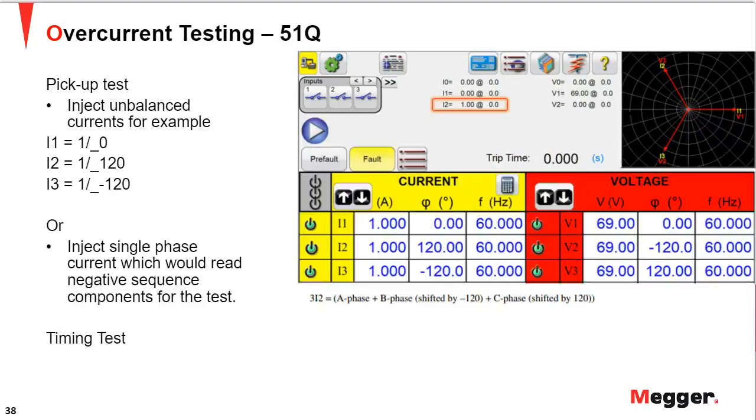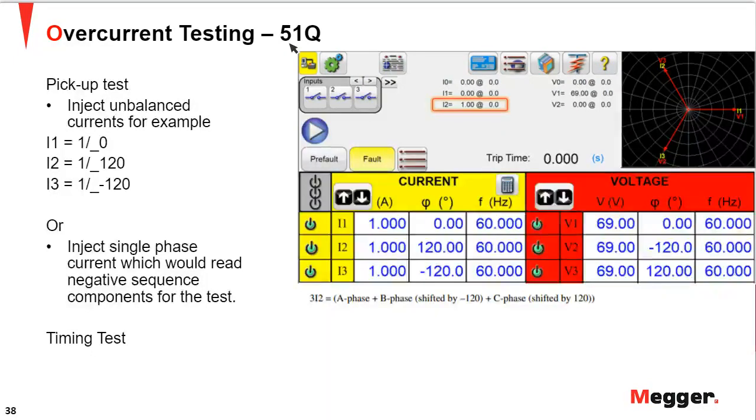Next is the negative sequence overcurrent. Let's say your pickup is 1 amp, you can inject a negative sequence. The nominal phase angles for your positive sequence would be 0, negative 120, and positive 120, if you see here. But you can inject the negative sequence phase angles, wherein it is 0, 120, and negative 120. When you inject those currents, you would see that the I2, which is the negative sequence, is at 1 amp. So you would start from a very low value and ramp up to 1 amp to see the pickup on the negative sequence 51Q element.